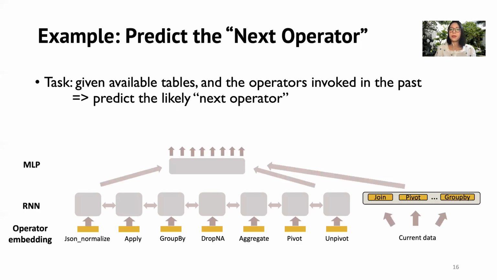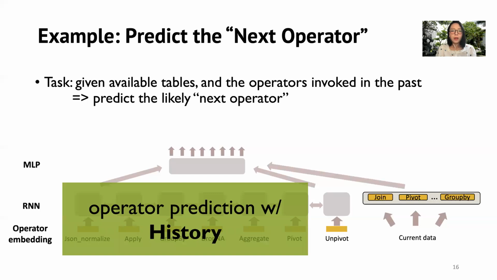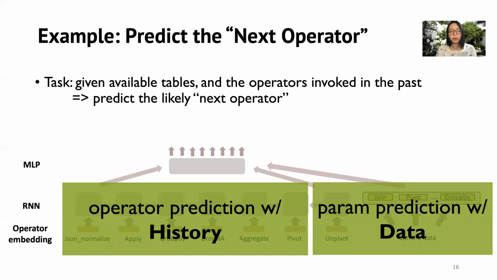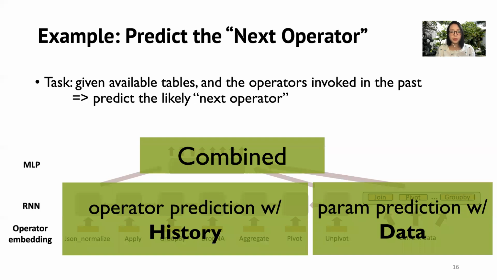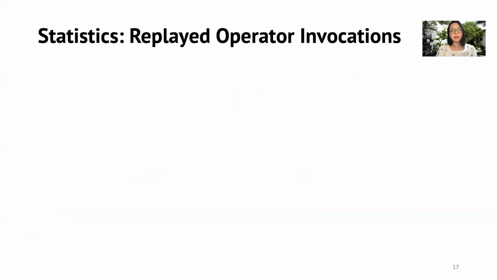Here's the model architecture. We leverage signals from 2 main parts. On the left, we have an RNN model that predicts the next operator based on the history. On the right, we run our single operator model as discussed before, which make predictions mainly on the input data. In the end, we combine these 2 components to make a final prediction.